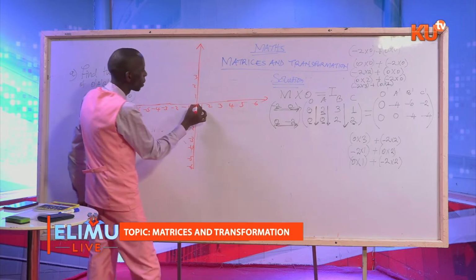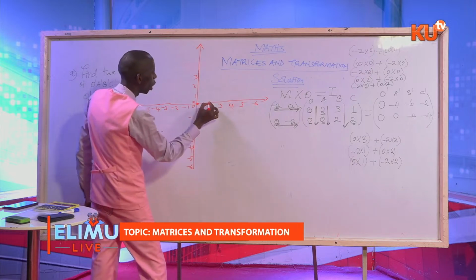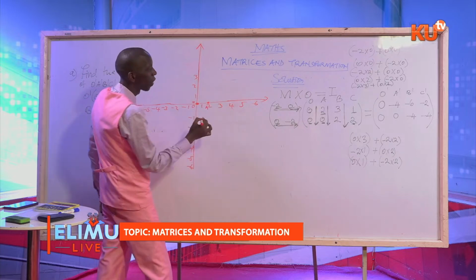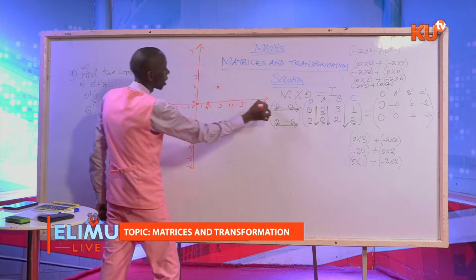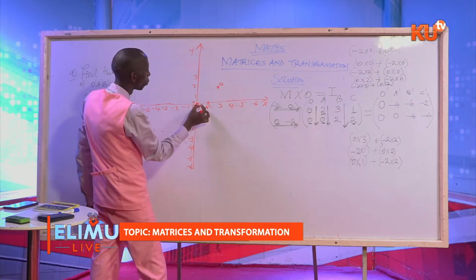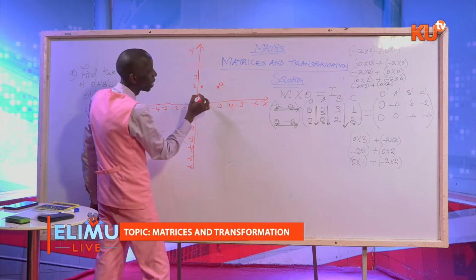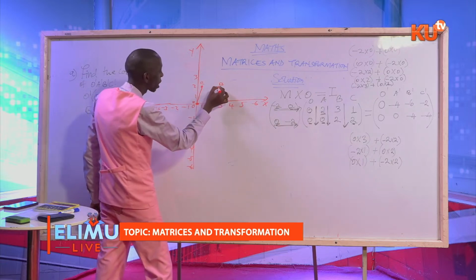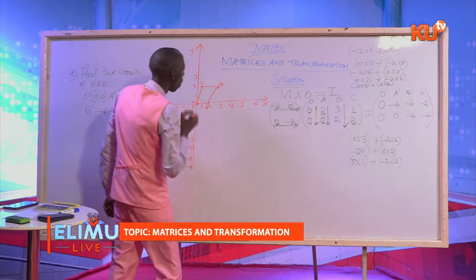The coordinates of the object were 0, 0, that is O. Then 2, 0, that is A. Then 3, 2, this is the y-axis, this is the x-axis, that is our B. Then 1, 2. That is our C. Remember, mine might not be very accurate because it's not a graph board, but just a good sketch. That is our object.